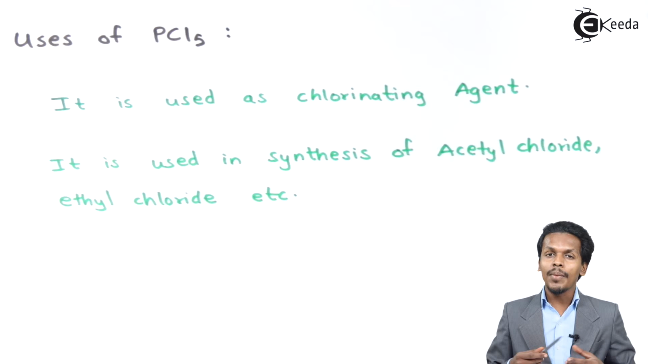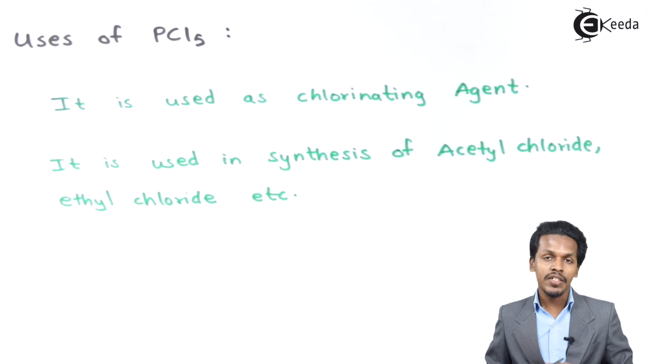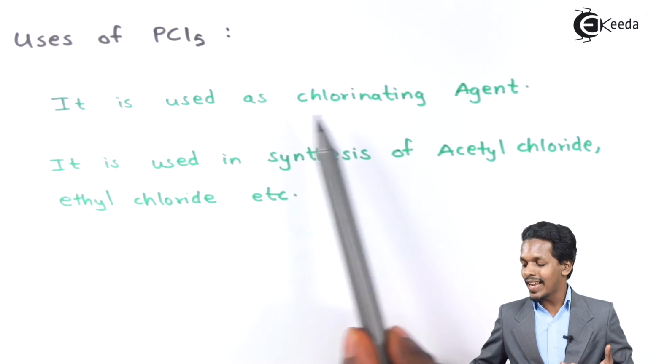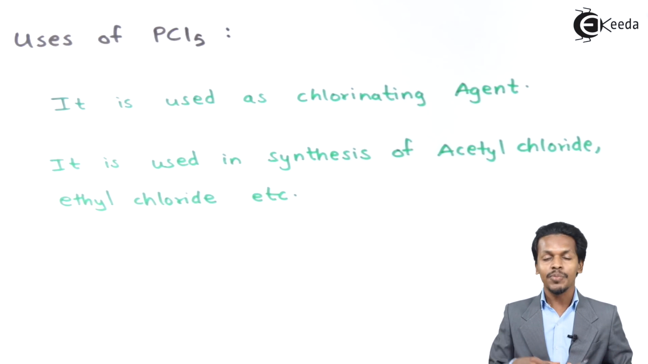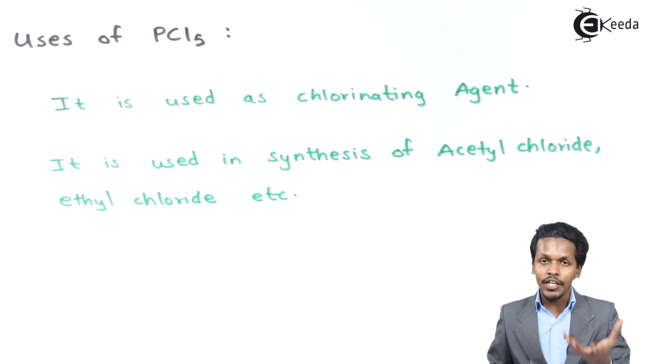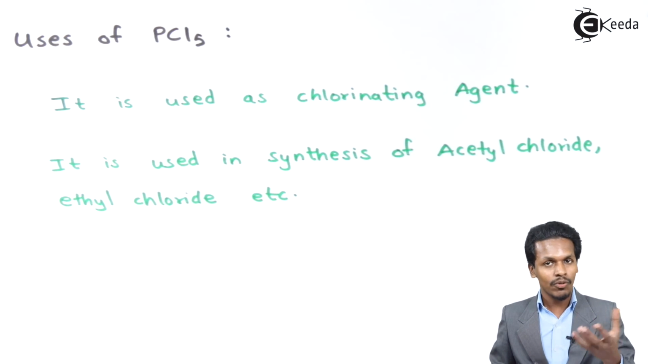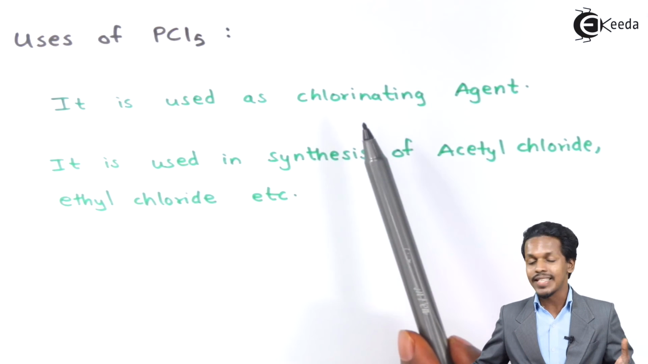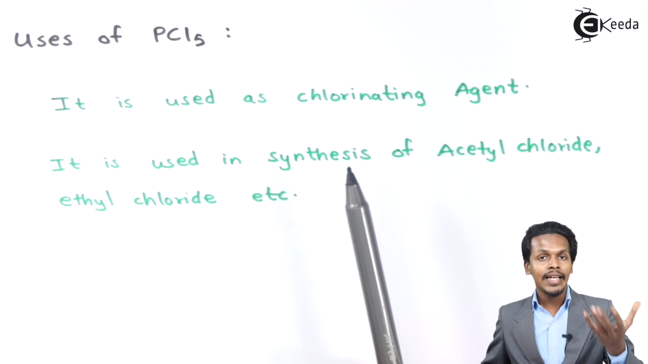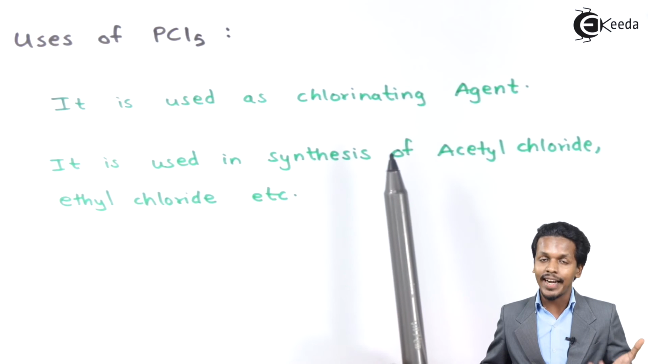Friends, now let me talk about the uses of PCl5, that is phosphorus pentachloride. It is used as a chlorinating agent. Obviously we understand that PCl5, on decomposing, produces Cl2, that is chlorine gas. That's the reason it is also used as a chlorinating agent, because it has 5 chlorine atoms attached to the phosphorus.